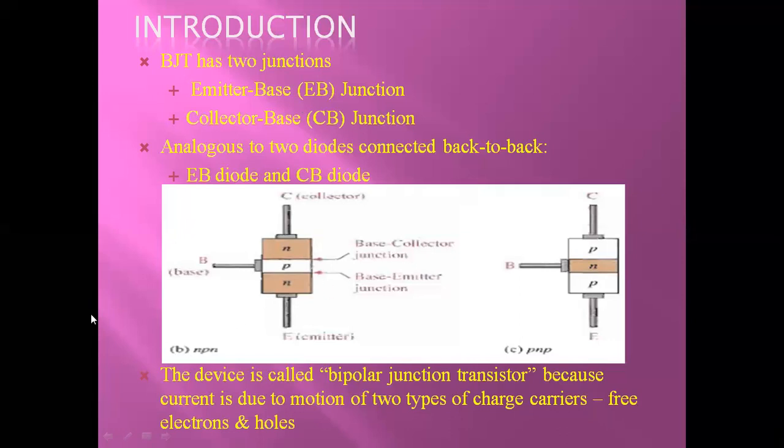So this device is called a bipolar junction transistor. Bipolar junction transistor, because the motion of two types of charge carriers takes place, that is free electrons and holes. In the case of N, there are electrons, and in P there are holes, and simultaneously these electrons exist in the N, that is the emitter. It is sandwiched with respect to the P type, that is the base, upon excitation.